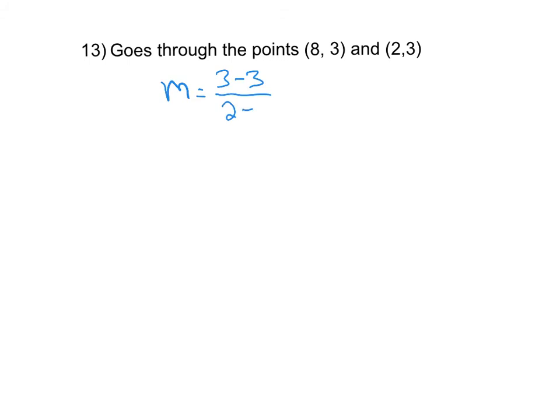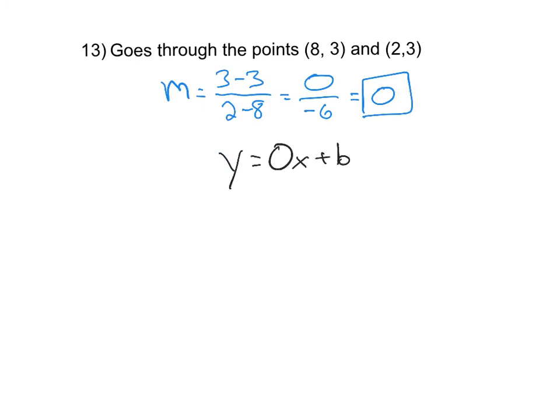And then we got x2 minus x1. So I got 0 over -6. 0 over anything is 0. So my slope is 0. So let's start putting this together. Y equals 0x plus b. I don't know my b value.